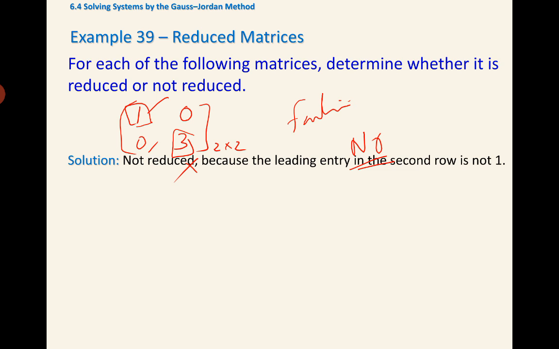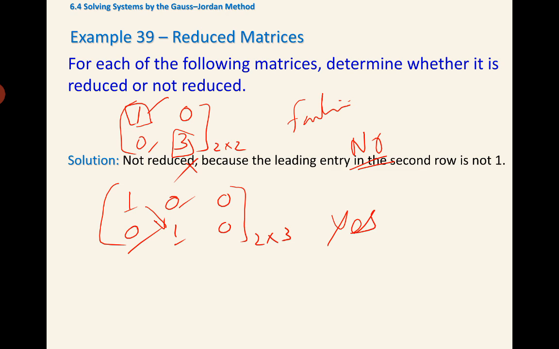The next matrix will give you 1 0 0, 0 1 0. What is the size? 2 by 3 matrix. Is it reduced? There is no 0 row, so the first point is not to be considered. Second point, there is a leading element, and all the column elements are zeros. There is a leading element on the right side, and it's 1, and the column elements are zeros. All the points have been fulfilled. So yes, this is a reduced matrix.